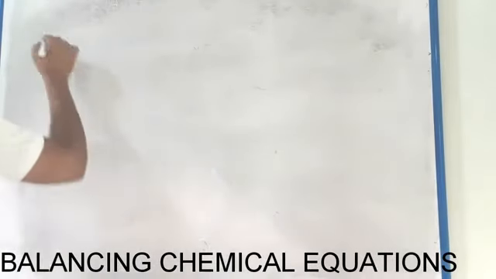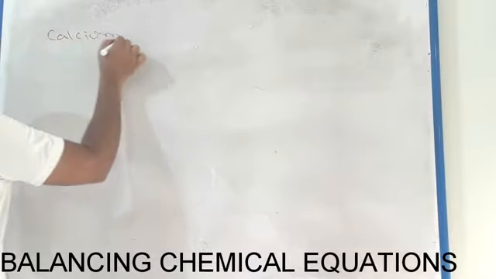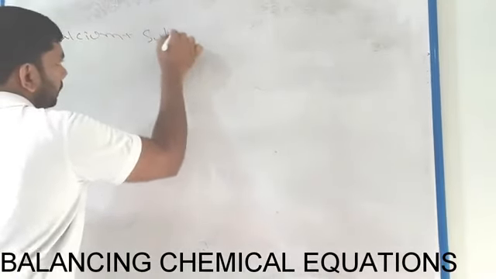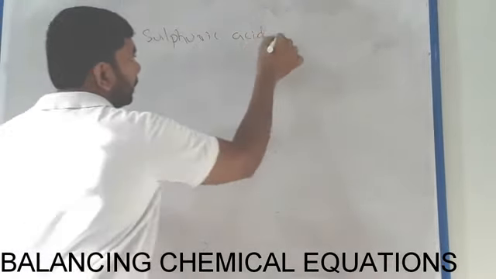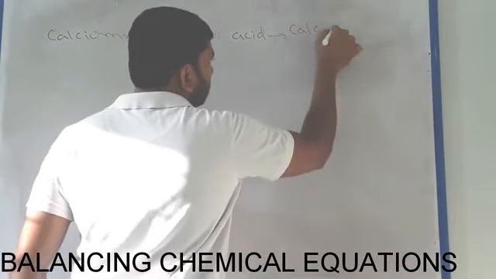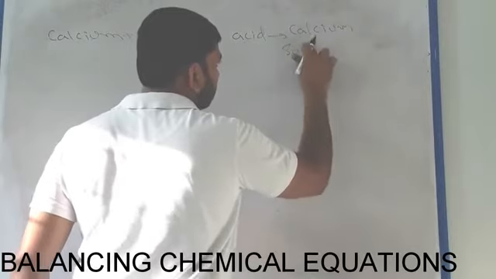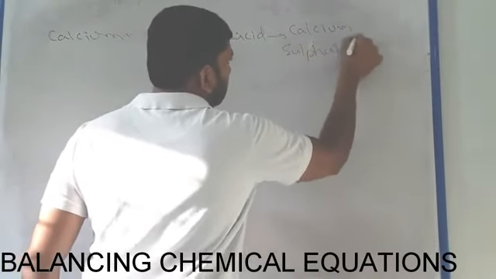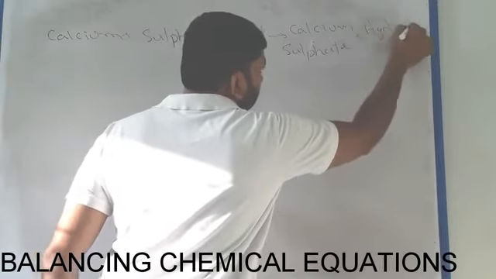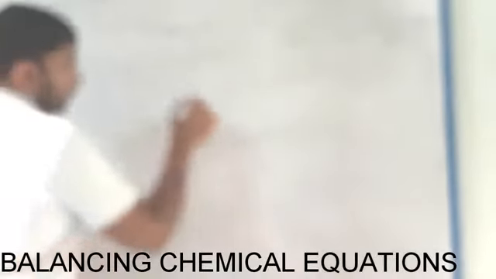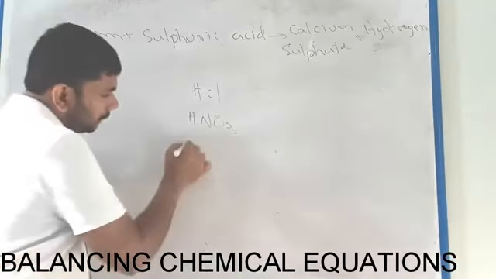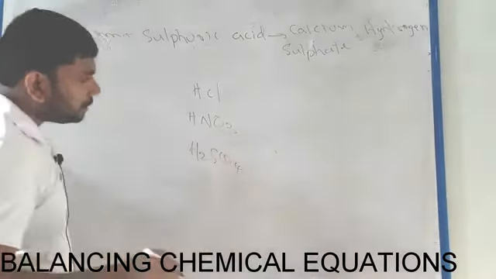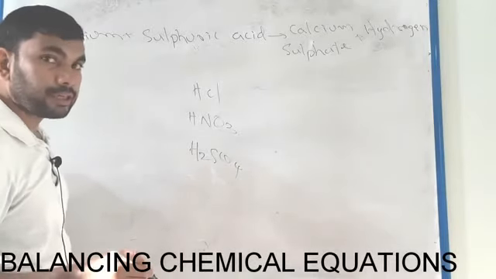Another example, calcium plus sulfuric acid. Sulfuric acid giving calcium sulfate. Calcium sulfate plus hydrogen gas. Here you have to remember another thing. HCl, HNO3, H2SO4. Okay, these are mineral acids, the most common laboratory reagents.